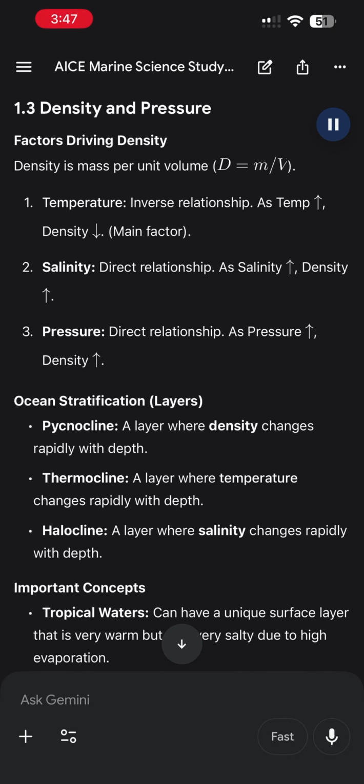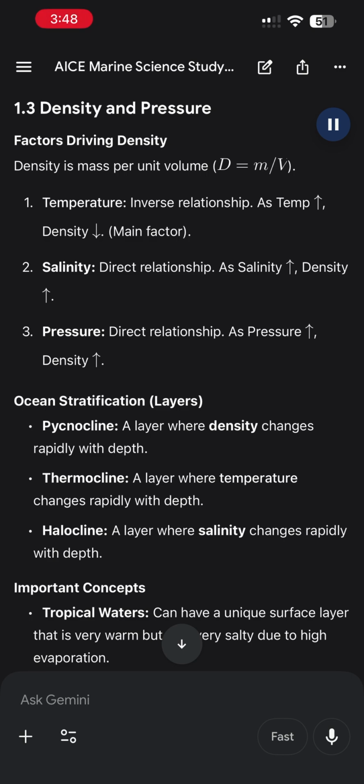1.3 Density and pressure. Factors driving density. Density is mass per unit volume, D equals m over v. 1. Temperature, inverse relationship: as temperature goes up, density goes down. 2. Salinity, direct relationship, the main factor: as salinity goes up, density goes up. 3. Pressure, direct relationship: as pressure goes up, density goes up.